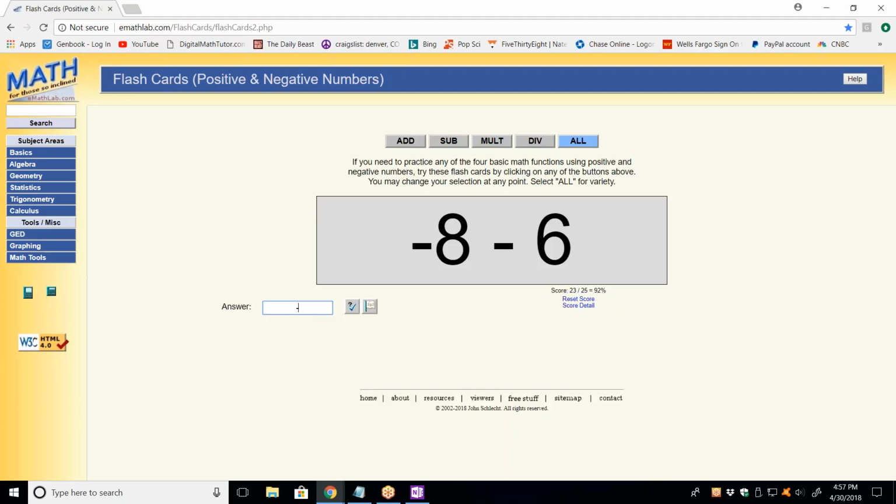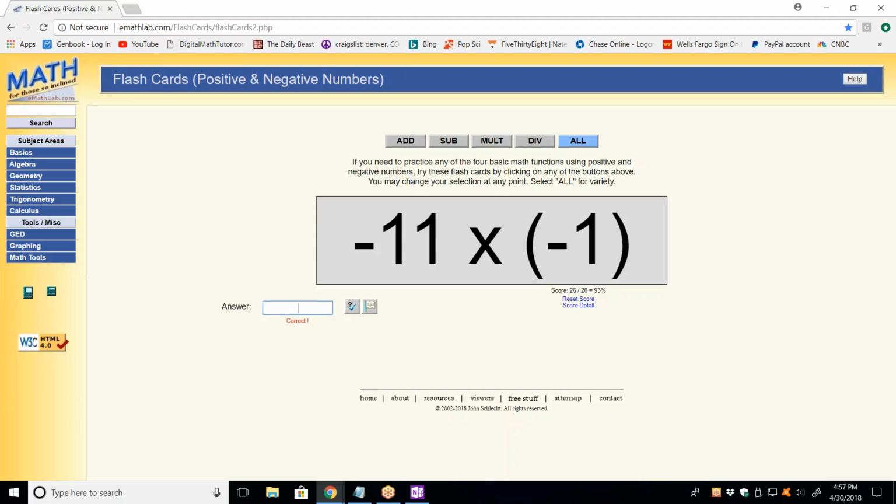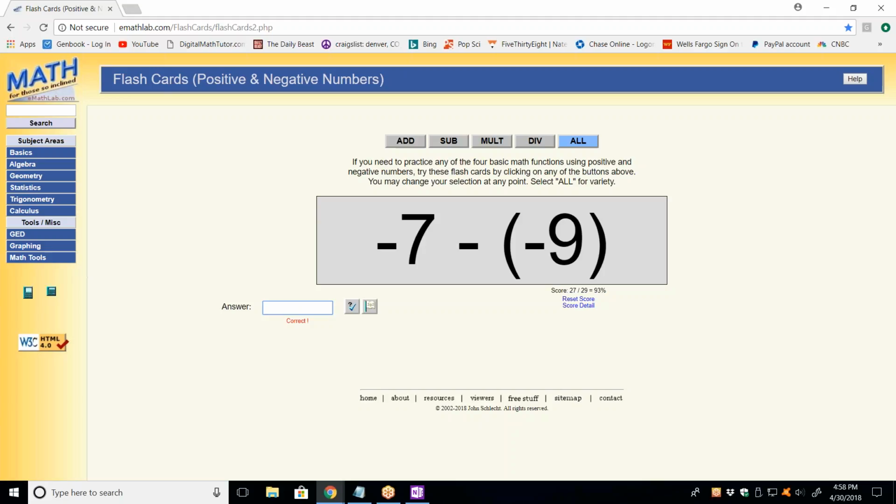Negative 2. Turn it into a subtraction. Turn this subtraction problem into an addition problem. Negative. Negative 14. Perfect. Negative. Oh yeah, just 10. 14. Sign first. Negative? No, positive. Okay. Number next. 11. It is positive.